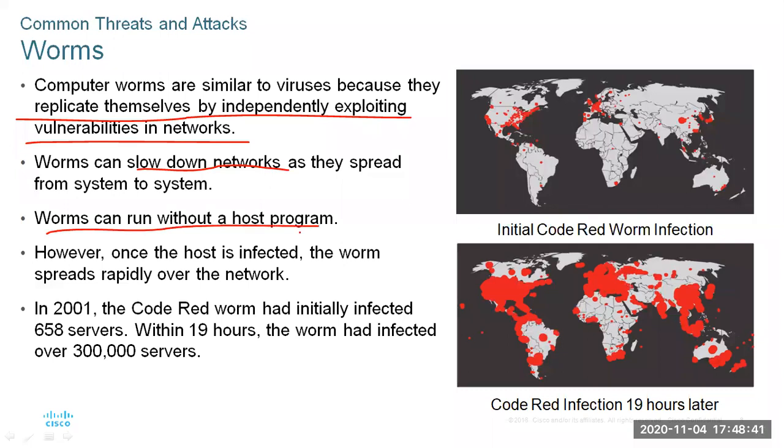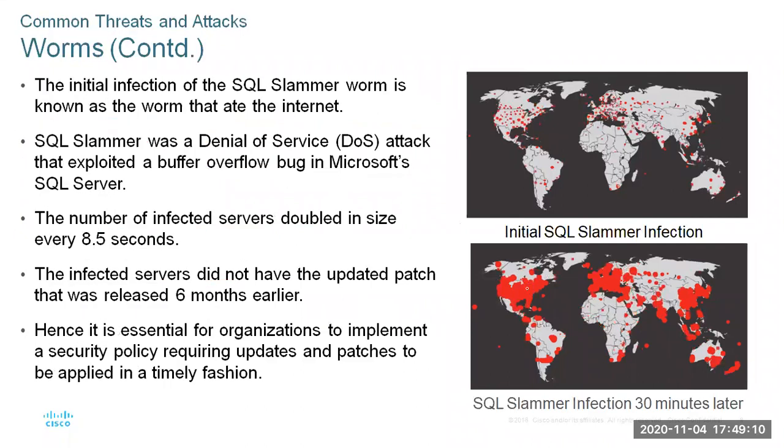So however the host is infected, the worm spread rapidly over the network. All right. So in 2001, the Code Red worm initially infected 658 servers. I'm telling you, within just 19 hours, the worm infected 300,000 servers globally. So this is how it spreads.